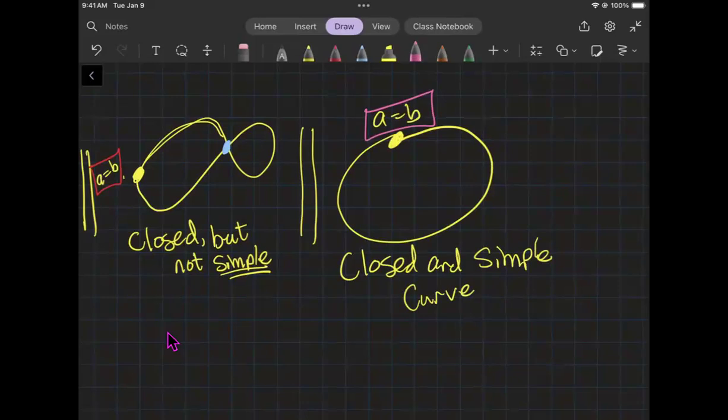Okay. So we're going to revisit these types of curves much later, possibly in this section, but I know you're going to revisit those in the next section. We're going to deal with complex integrals.